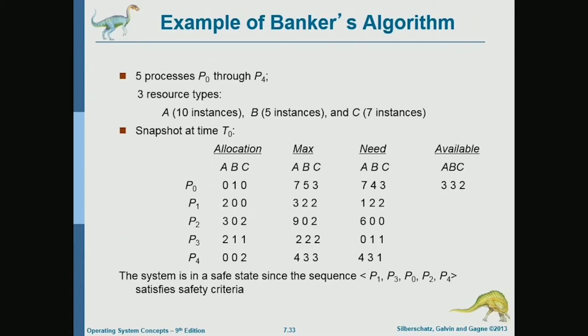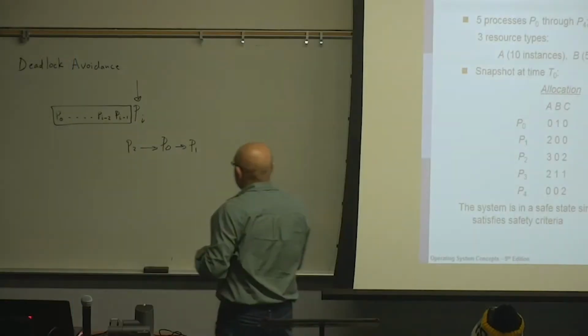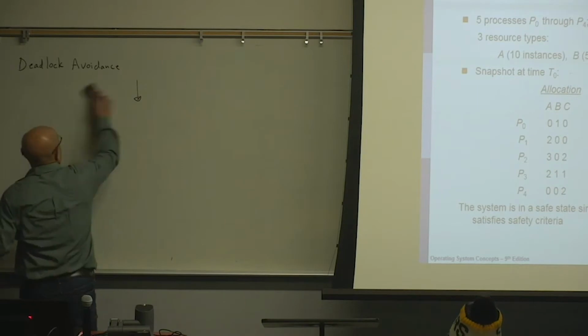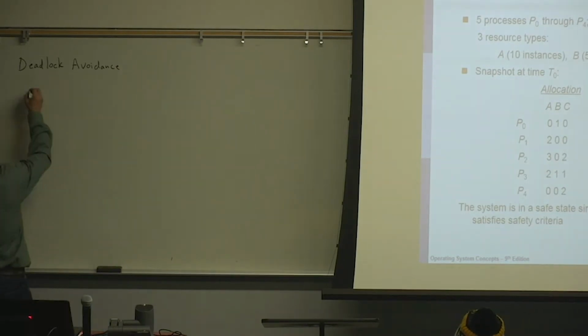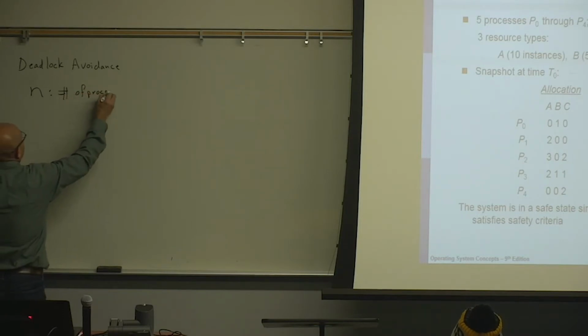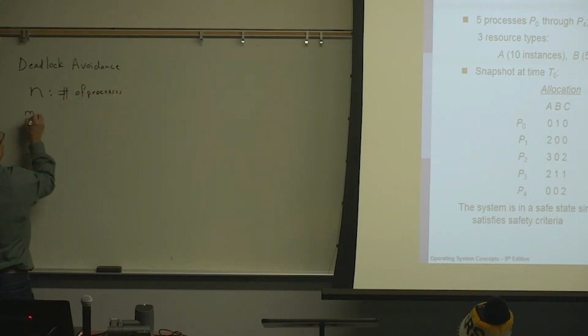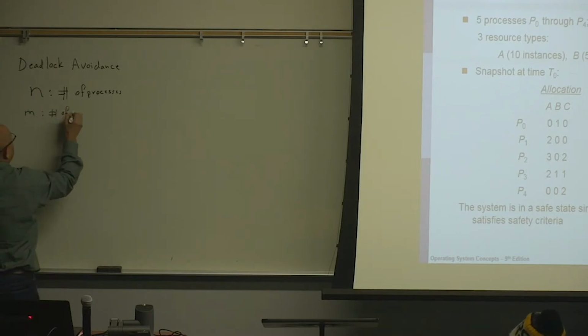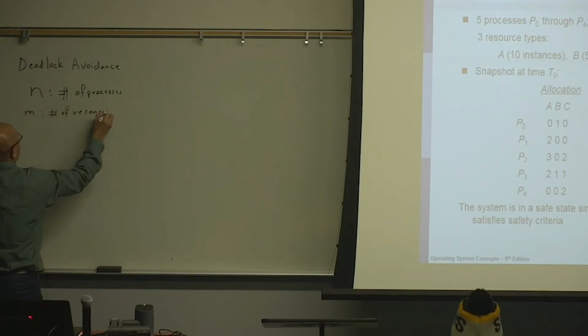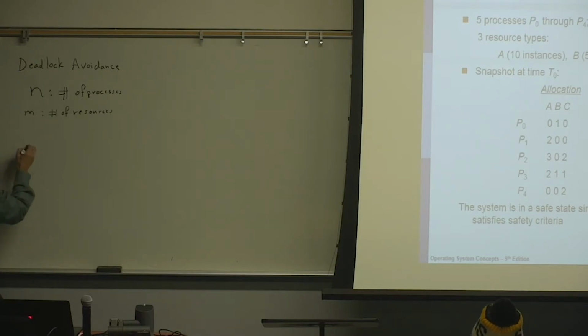So we'll look into the numerical example. Okay, so we have this system with 5 processes and 3 resources. So N is the number of processes, M is the number of resources. So in this example, N equals 5 and M equals 3.